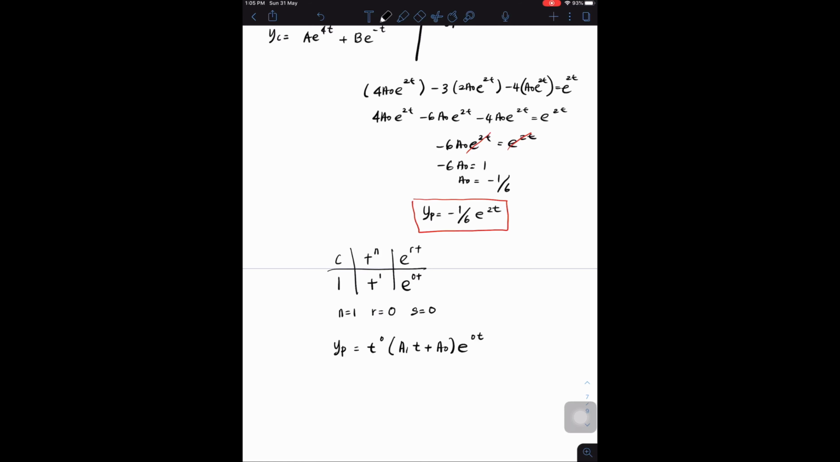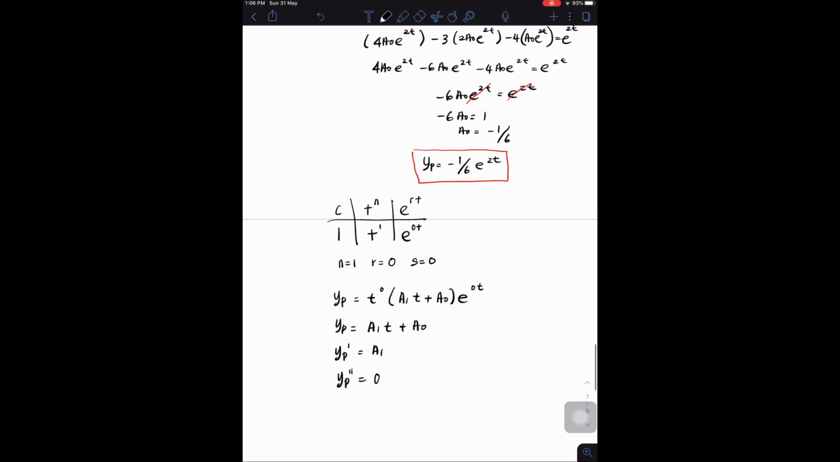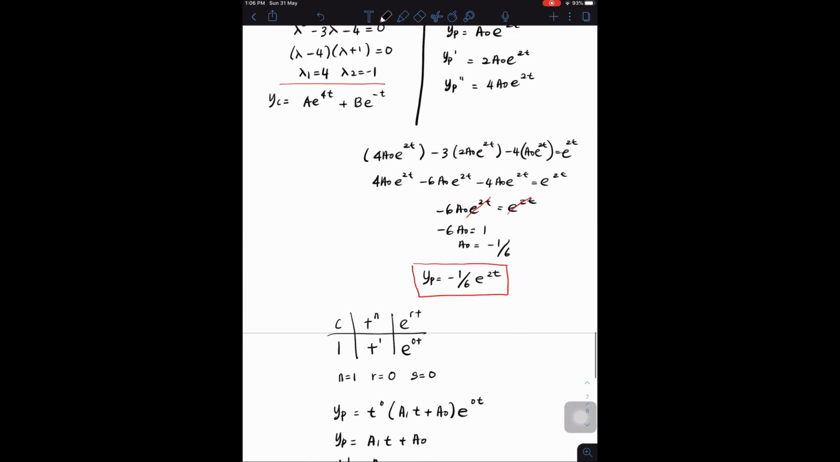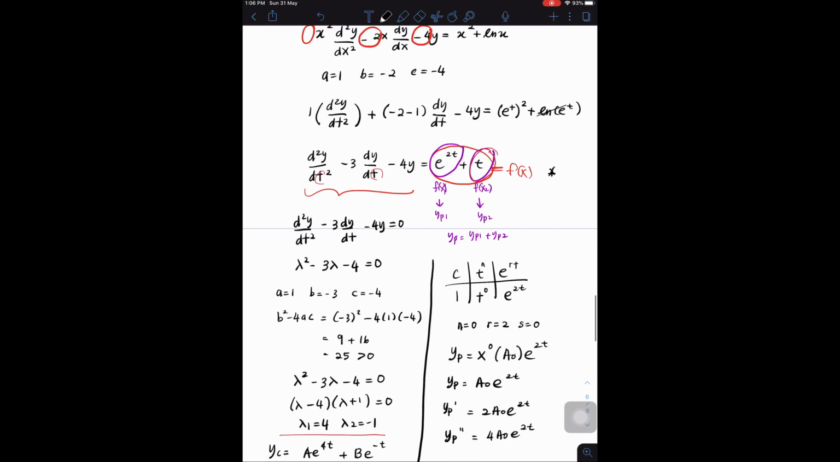t to the power of 0 is 1, so we have our yp equal to a1 t plus a0. So we have our yp prime equal to a1, and yp double prime equal to 0. Now we substitute this yp prime and yp double prime in the differential equation here.